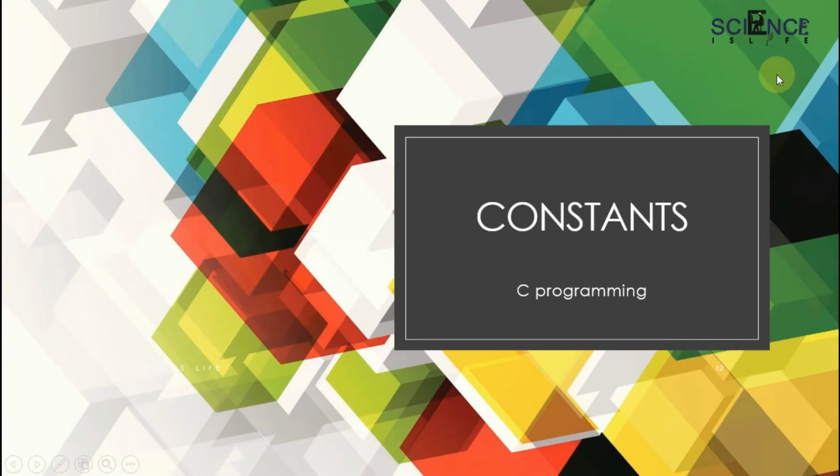Now you know how to declare and initialize variables in C, right? For different data types. Then let's see how to declare constants. What is a constant? Constant means it doesn't vary its value, right? Variables vary their value, but constants do not vary their value.